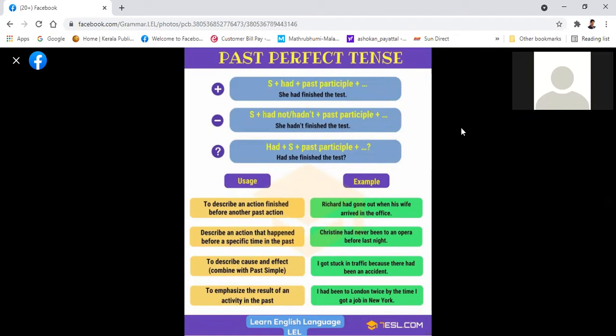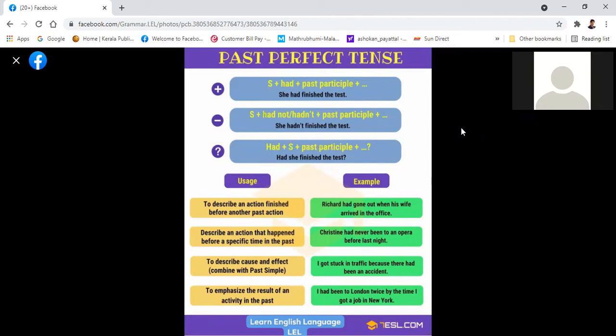I got stuck in traffic because there had been an accident. Any reason, or any effect, any cause, if you want. I got stuck. Got stuck is simple past because there had been an accident. There had been is there. First, there had been an accident. After that, only there was a traffic block, traffic jam. Because of the accident, there was a traffic jam. So the first happened action is there had been an accident. Had plus been is the V3. Okay, accident. This is a combined word.